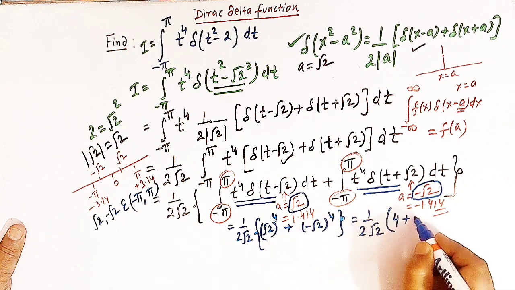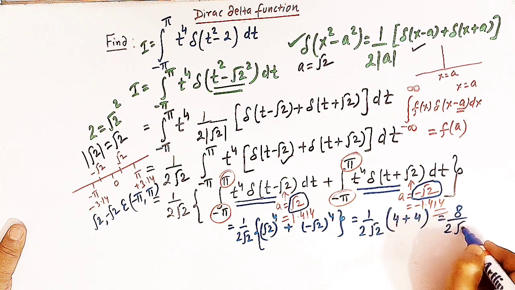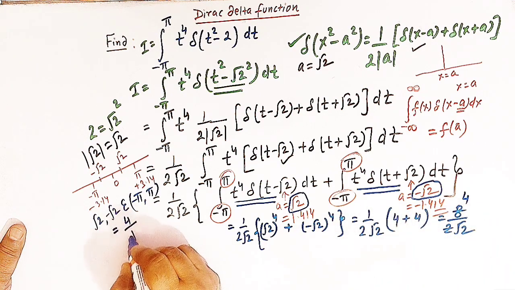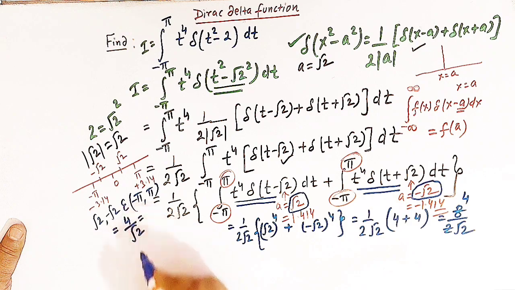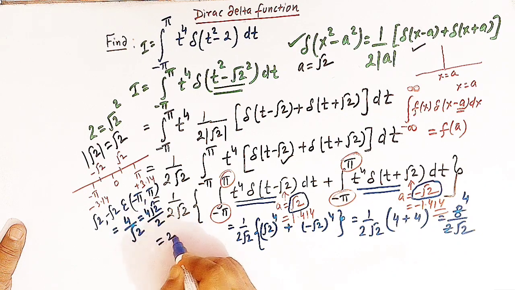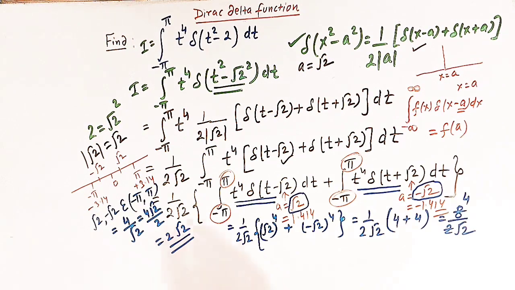And here also we have 4, so this is 8 over 2 times square root of 2. So this is 2 times 4. So we have 4 over square root of 2, and rationalizing the numerator and denominator, we have 4 root 2 over 2. So this is 2 times square root of 2, right? So viewers, the value of this integral is given by 2 times square root of 2.